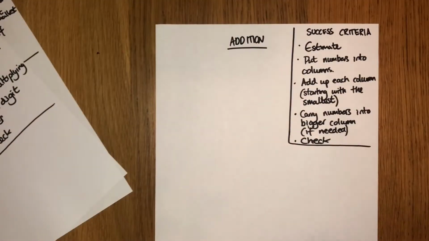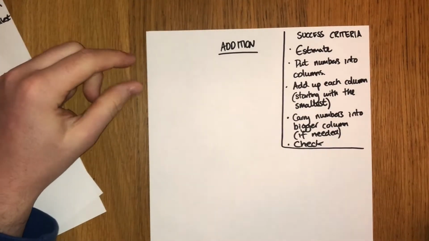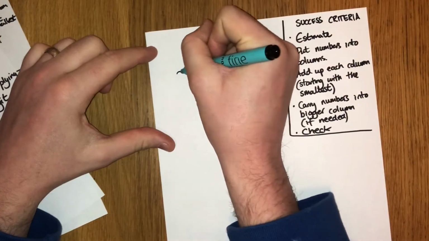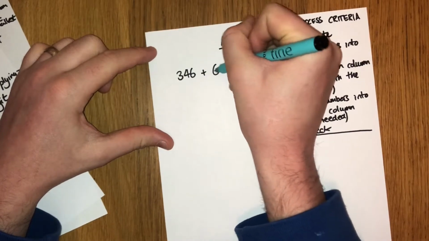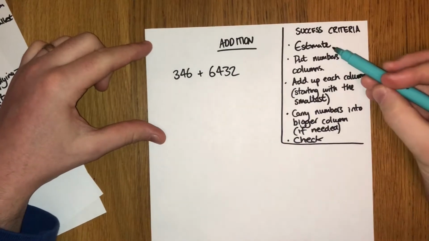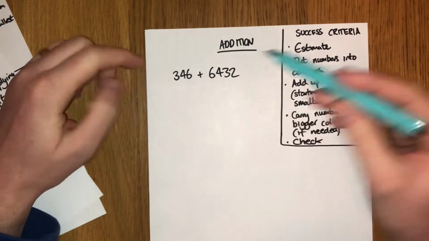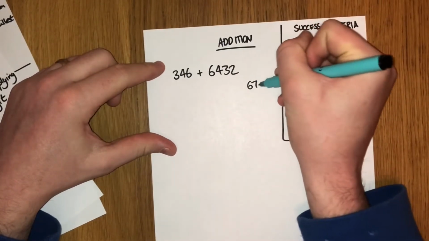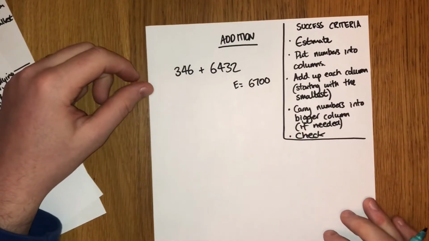Okay, so we're going to have a go at solving some addition problems. So I'll just do a couple of examples and you can always pause this at different bits. So let's say I'm doing something like 346 add 6,432. Now, the first thing I need to do is estimate. 6,400 add 300 is going to give me somewhere close to 6,700. So I'm going to write that. And then hopefully my answer will be somewhere in that ballpark a bit later.